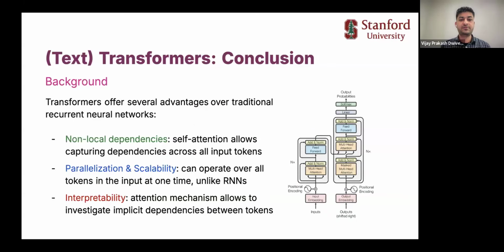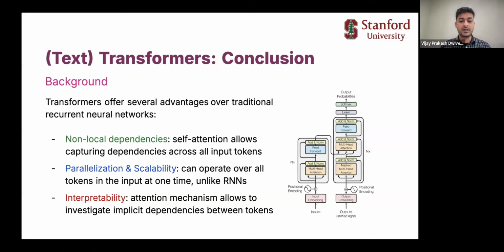The summary of this brief introduction to transformers is they offer several advantages over traditional RNNs. For example, the self-attention allows capturing dependencies across all input tokens, as we saw in the examples. Because of no recurrent dependencies, it allows a great amount of parallelization and scalability, which we have seen in the recent few years, the great impact of how transformers have made AI more powerful, and as a result we see a lot of LLM-based advances. And finally, the attention mechanism also allows interpretability.